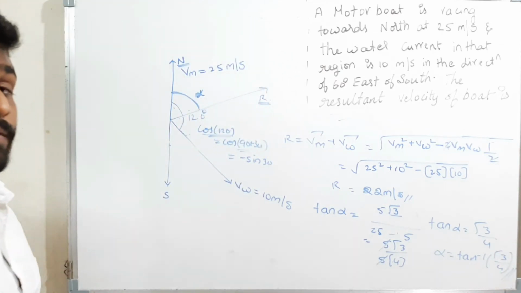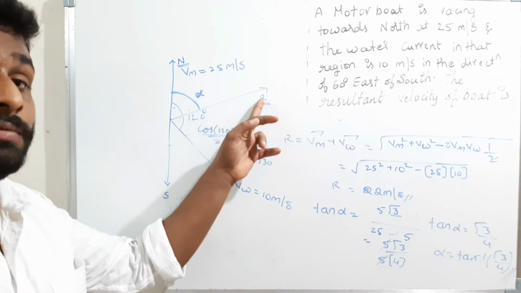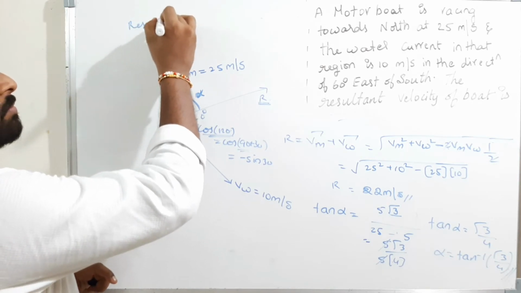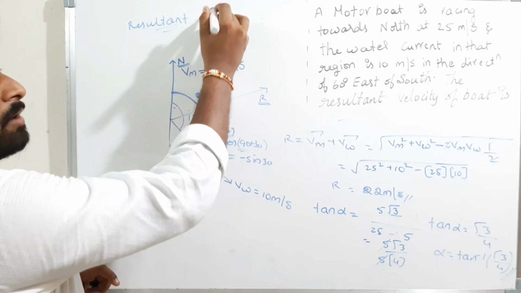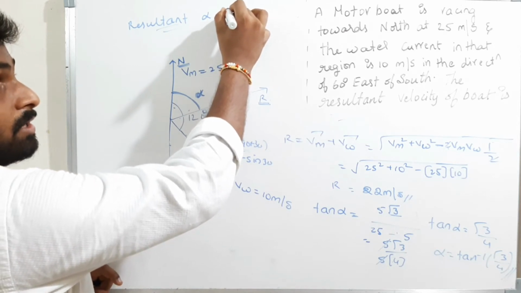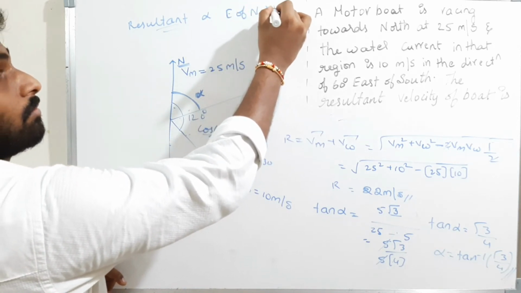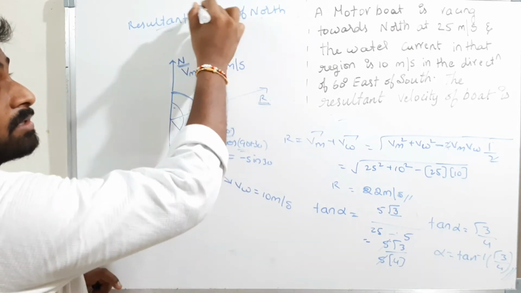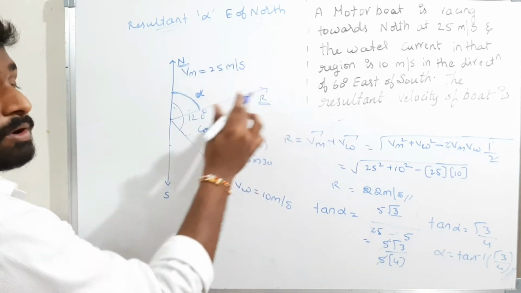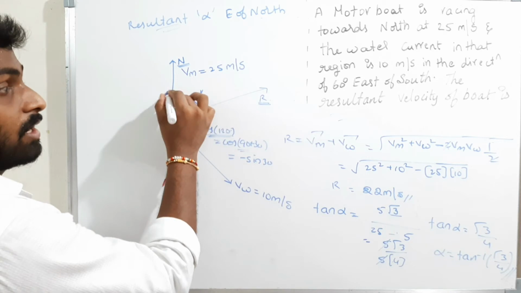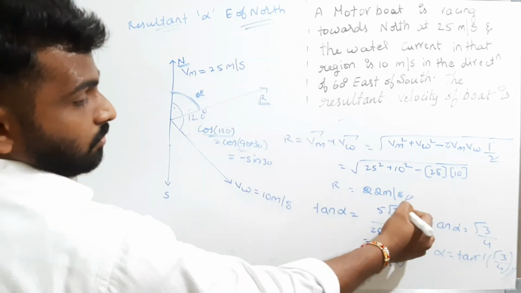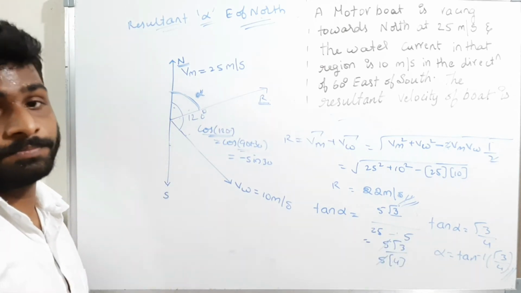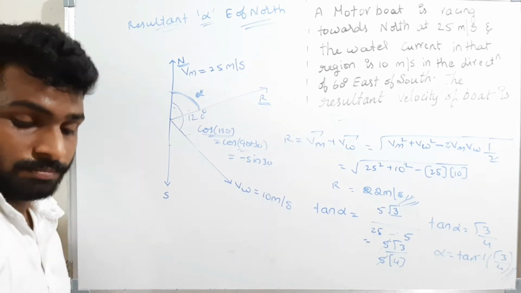That is alpha. Alpha is nothing but the angle made by the resultant with the north. Therefore I can say the resultant is alpha degrees east of north. That means east of north means the body is moving in the east direction, with the north it is making an angle alpha. Therefore the resultant is 22 meters per second and the angle is tan inverse root 3 by 4. I think this question is clear. Okay, now we'll see one more question.